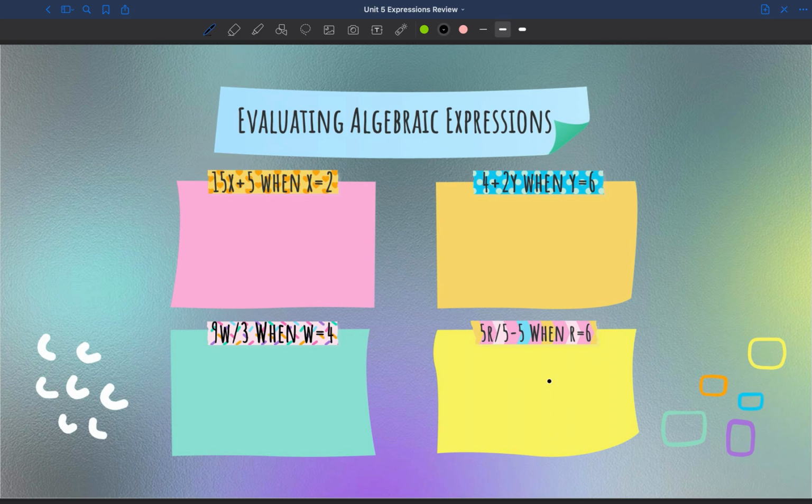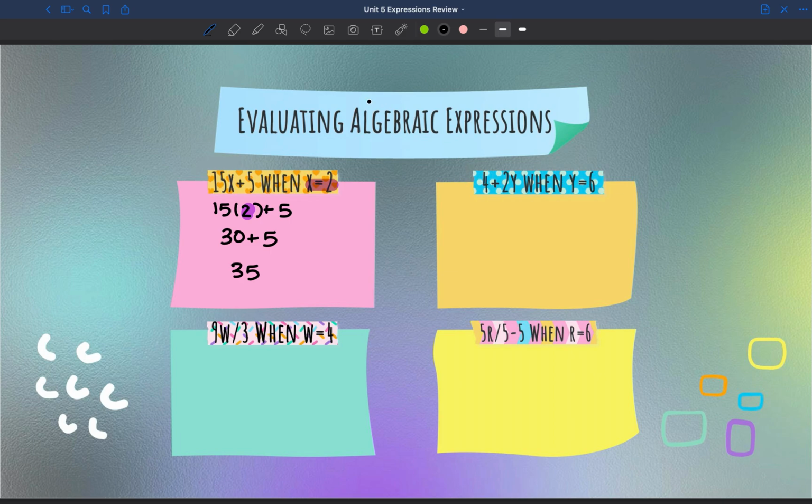Moving on to evaluating algebraic expressions, right up here it says 15x plus 5 when x equals 2. Well, we now know the value of our variable is 2. So instead of having 15x plus 5, we now have 15 times 2 plus 5, and we substitute the value of our variable right here. Now we can do 15 times 2, which equals 30, plus 5, which gives us the answer of 35. So our answer for our first one would be 35.